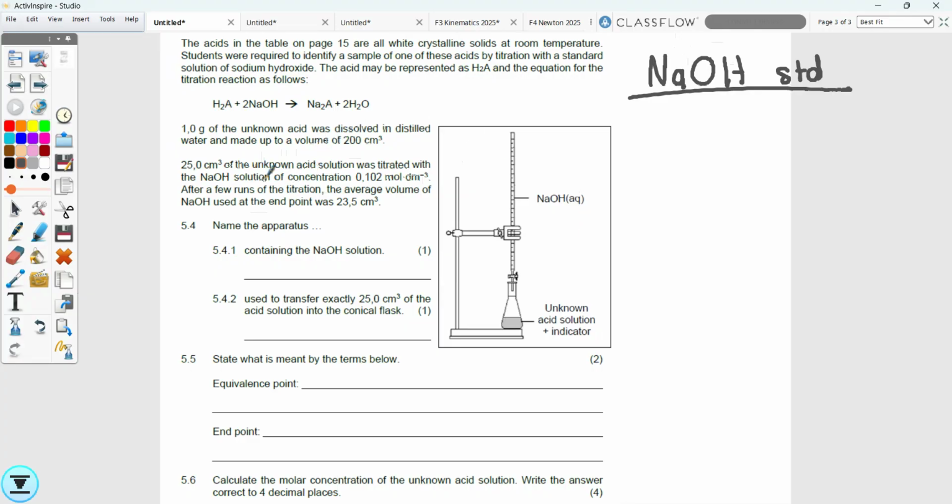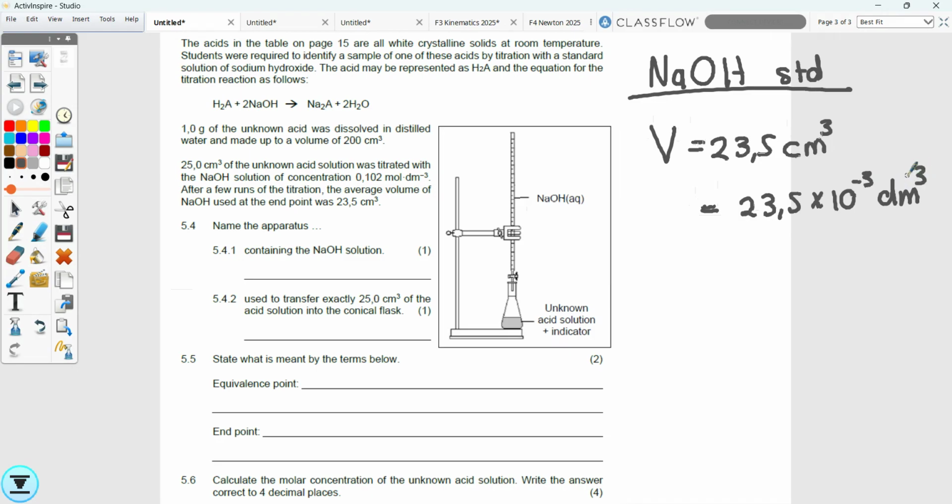Then they say after a few runs of the titration, the average volume of the NaOH used was 23.5 centimeters cubed. So they're giving you the volume of the standard solution, 23.5 centimeters cubed. What are you going to do immediately to get a mark? Decimeters. You're going to say this is 23.5 times 10 to the minus 3 decimeters cubed. Oh, just decimeters, not minus, sorry.